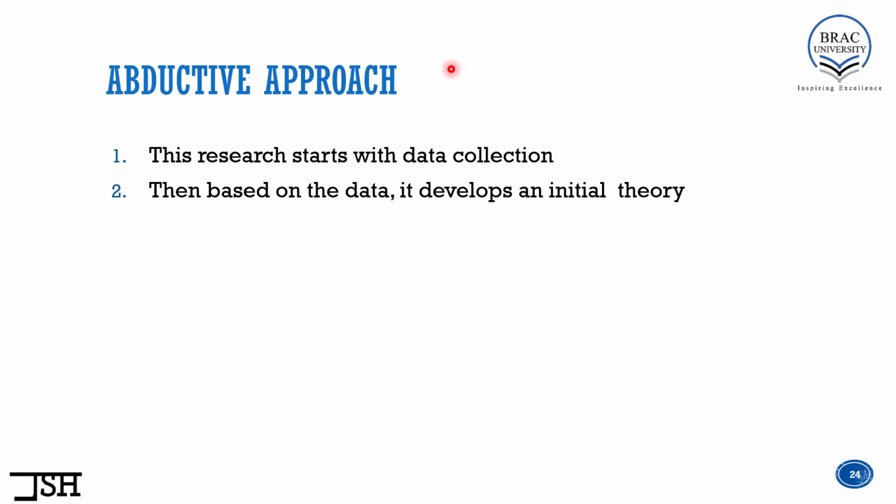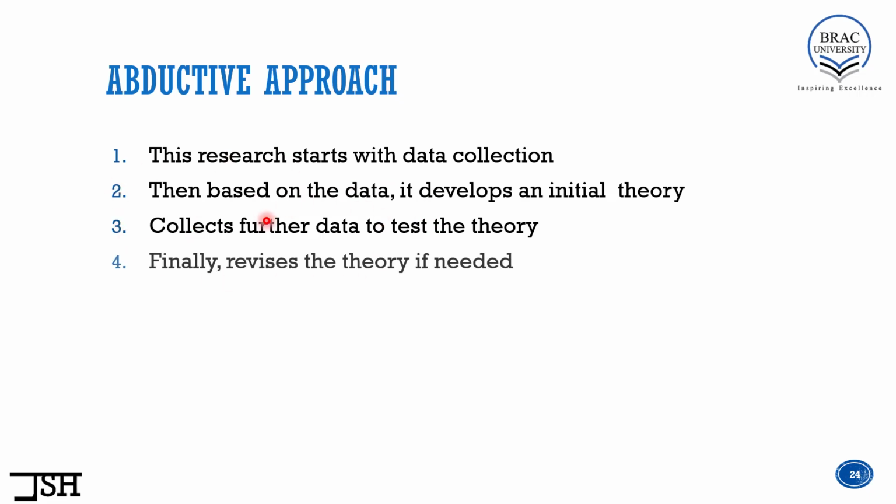So again, I have started with data collection, and based on that data, I have developed an initial theory. Now in the next stage, I collect further data to test the theory I have just proposed. I want to find out whether the theory that I have just proposed is true or false, whether it's correct or incorrect. So I collect even more data for that. And finally, based on the collected data, I either revise the theory or I do not revise the theory. So these four steps together are called the abductive approach.